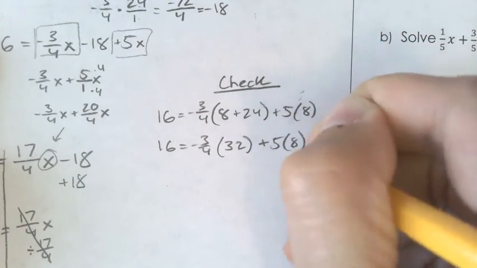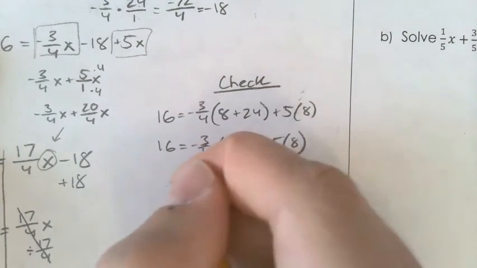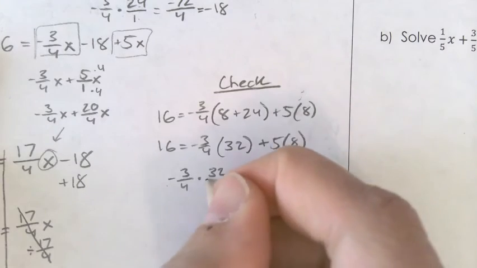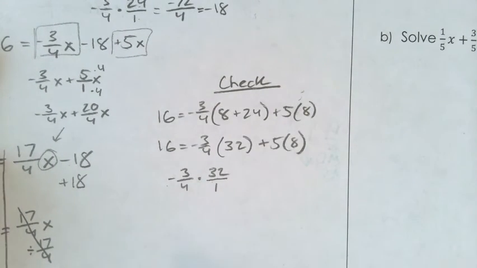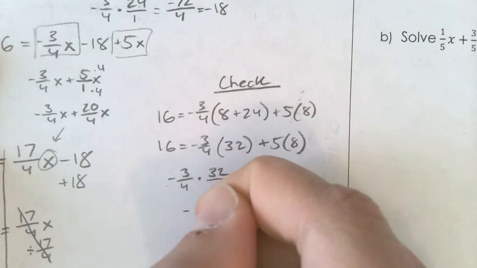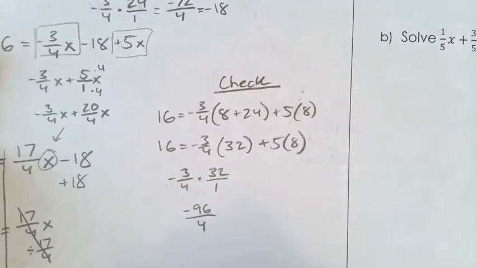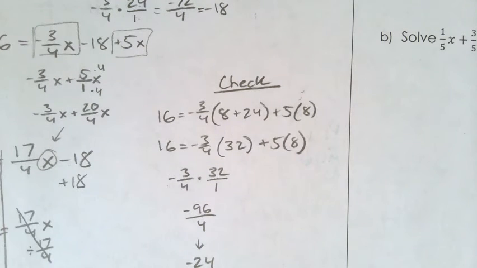Now we need to do our multiplication. So let's do this multiplication first. That's negative 3/4 multiplied by 32. Put whole numbers over 1. Since we're multiplying, we just go straight across. Negative 3 multiplied by 32 is negative 96. 4 times 1 is 4. And negative 96 divided by 4 is negative 24. Again, if that overwhelms you, grab a calculator. Put that into your calculator.